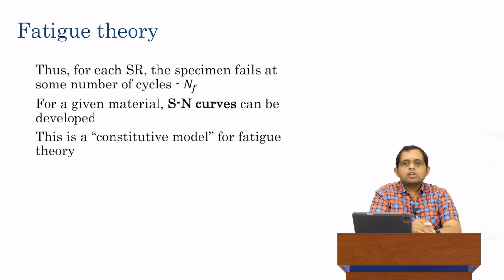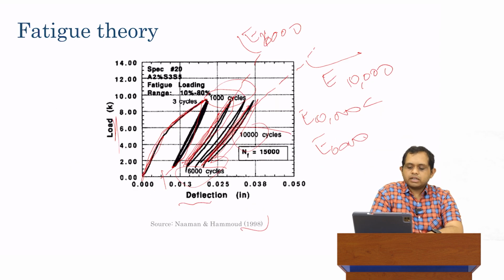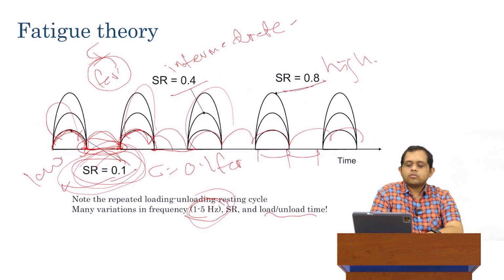So what did we do in the test? What we basically do is we choose a particular value of SR, stress ratio. That's basically these curves which I showed over here.